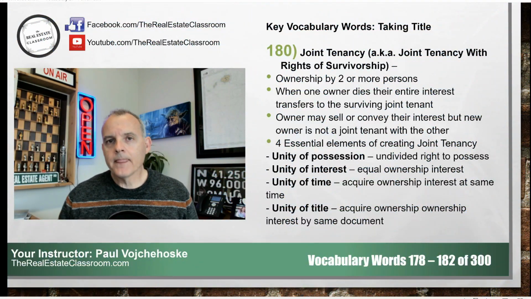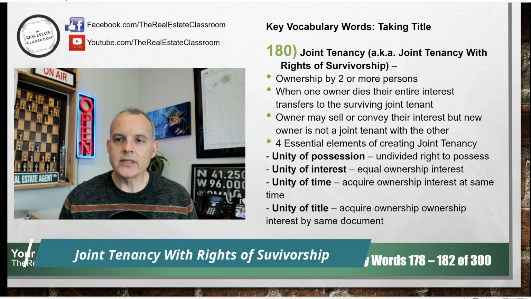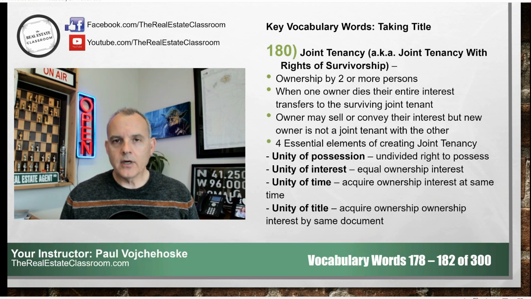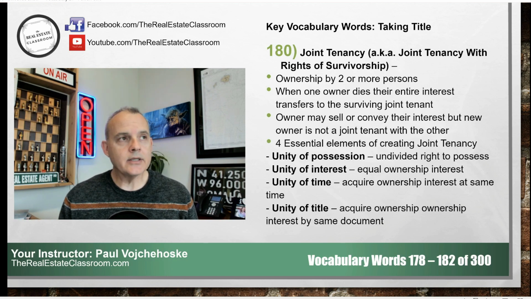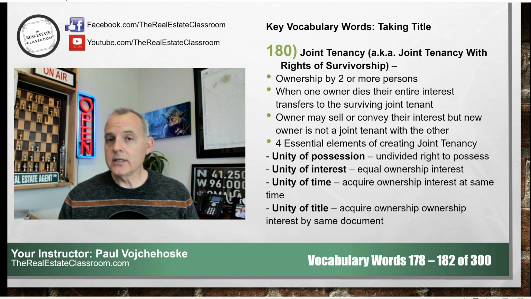Number 180, the next type of holding title I want to talk about is what's called joint tenancy, or commonly referred to as joint tenancy with rights of survivorship. Now, first of all, most of the time when we think of joint tenancy with rights of survivorship, we think about spouses purchasing property and holding title as joint tenants with rights of survivorship. And certainly that is very true, but it doesn't have to be.